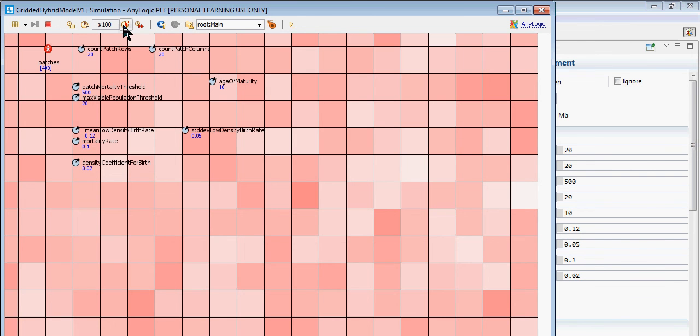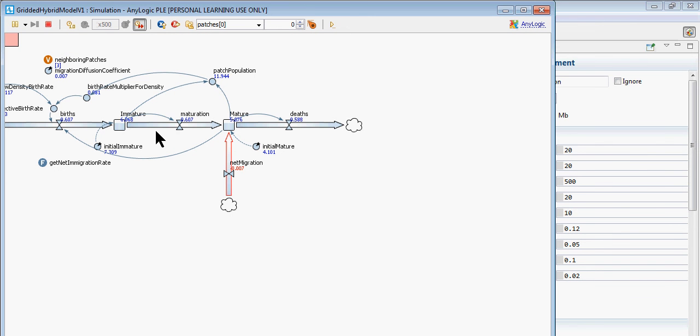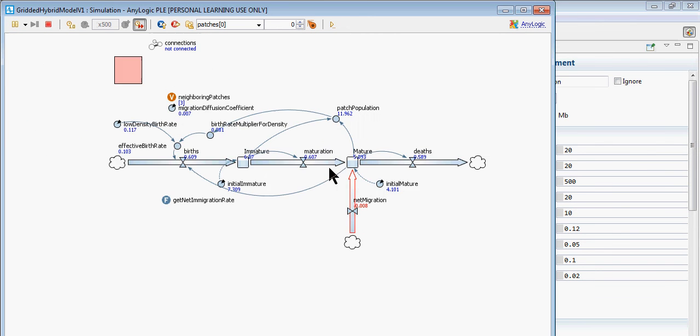If you open that, you'll see another model, with agents which exhibit continuous dynamics characterized by stocks and flows. So we're going to open this up. Here we are, gridded hybrid model. I'm going to close these others. Close others. Save those.